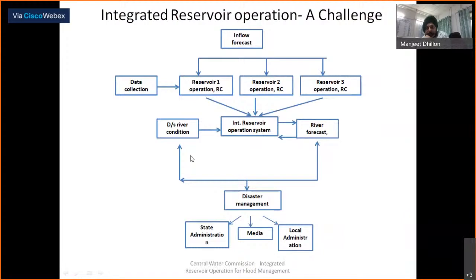And then I would like to point out a challenge here, which we are not addressing, which can help in betterment of flood mitigation. This is our integrated operation of reservoirs. That means we operate the different reservoirs in an integrated manner, and try to reduce flood in the flood affected area, which is fed by these reservoirs.